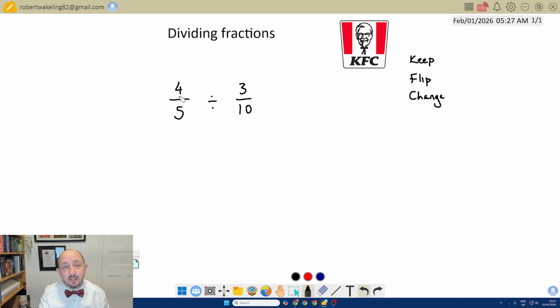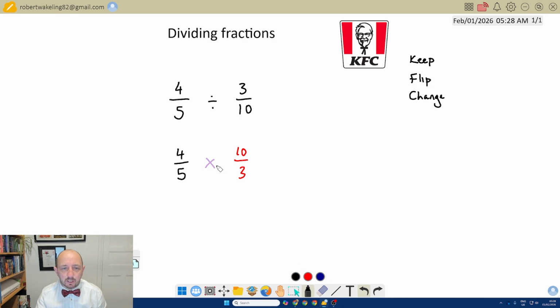We're taking the first fraction and we're going to keep that the same. We're going to flip the second fraction upside down, so the 3 goes on the bottom and the 10 goes on the top, and then we're going to change to a times. And that is the only bit of knowledge that we need in order to do all of our dividing fractions, because we just keep, flip, and change to a times. And from the previous video, we're just going to multiply these two fractions together.